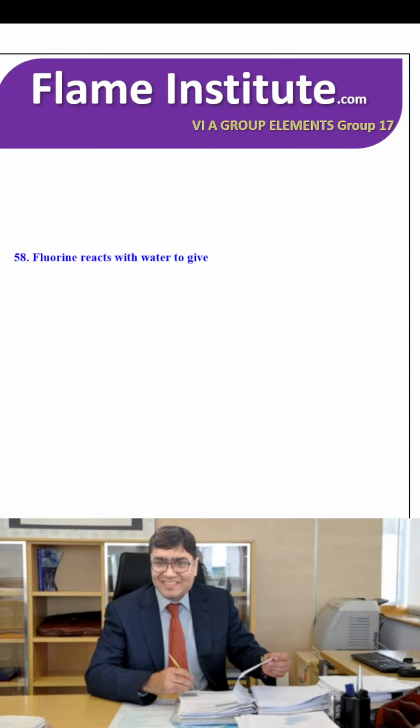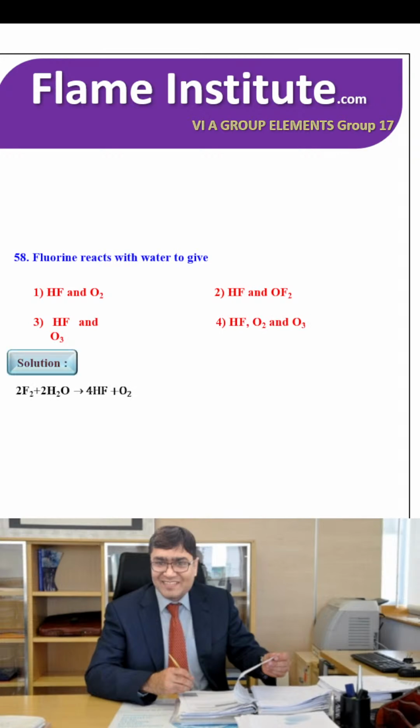Fluorine reacts with water to give HF and O2, HF and OF2, HF and O3, or HF, O2 and O3. 2F2 plus 2H2O gives 4HF plus O2. 3F2 plus 3H2O gives 6HF plus O3. So HF, O2 and O3 are the correct option.